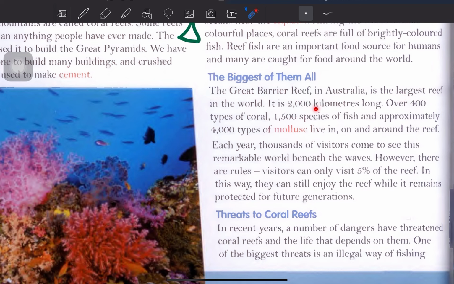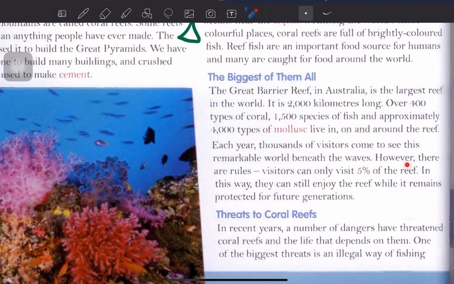It is 200 kilometers long, over 400 types of coral, 1,500 species of fish, and approximately 4,000 types of mollusks live in, on and around the reef. Lebih kurang, okay? Each year, setiap tahun, thousands of visitors come to see this remarkable world beneath the waves.